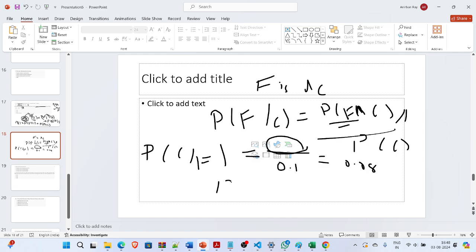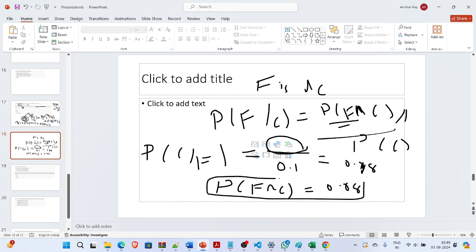So we have P of F intersection C equals 0.1 times 0.8, so this becomes 0.08. So we got the intersection; as they say, the joint probabilities remain the same. So that's one thing. And next we need to find the P of C.